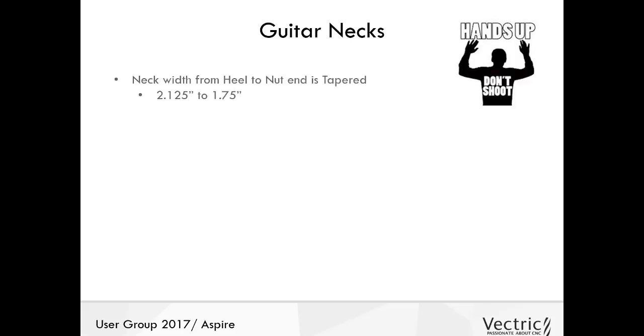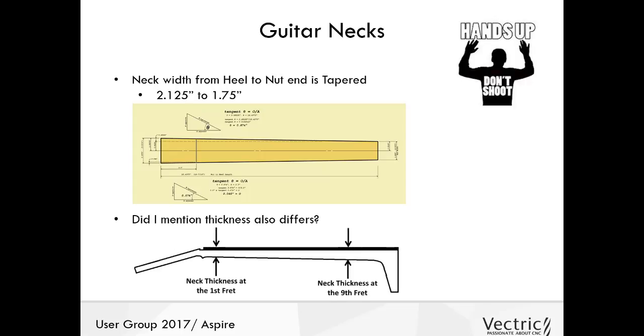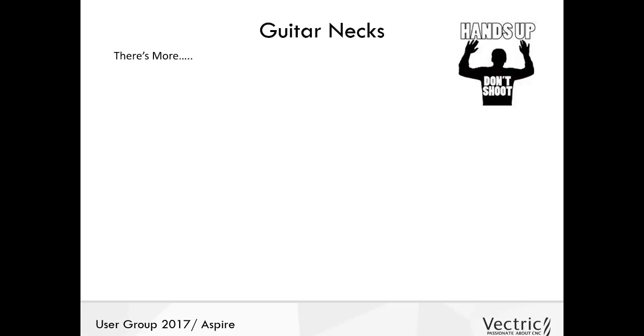Other differences I found out during my research was that the neck width from the heel to the nut end is tapered, so it goes from around 2 and 1/8 inches to 1 3/4. It was also mentioned that the thickness differs, so the top end at the nut end is normally thinner compared to the other end, the heel end, which is normally around the 9th, 10th or 12th fret. Again, that also differs depending on where the actual measurements are given.